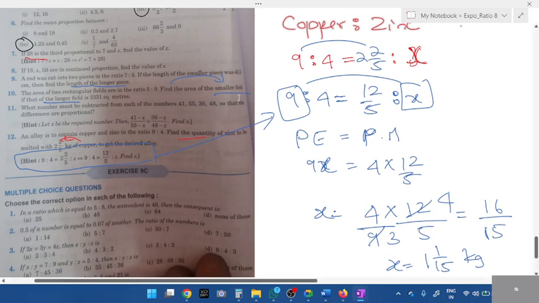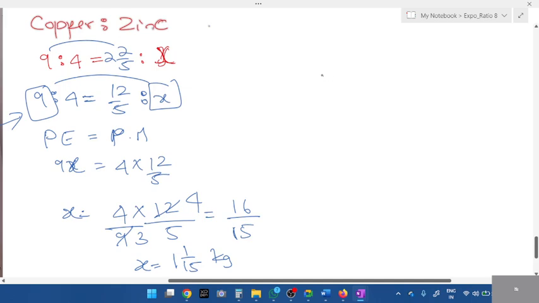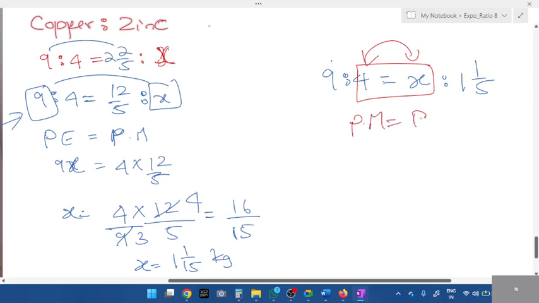If X is in the center, we just write product of means, students. See, this time 9 by 4. If X was given like this, if they have asked us to find copper, and if they have given a zinc value, 1 by 5. Now where is X? Is it in the mean position or extreme position? X is in the mean position. So product of means is equal to product of extremes. Look at these two formulas. Both are the same. We use them according to the position of X.